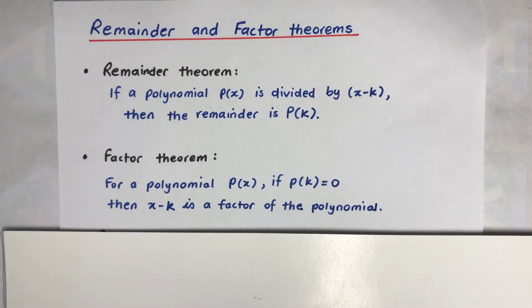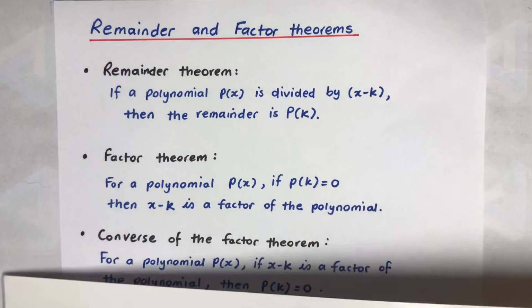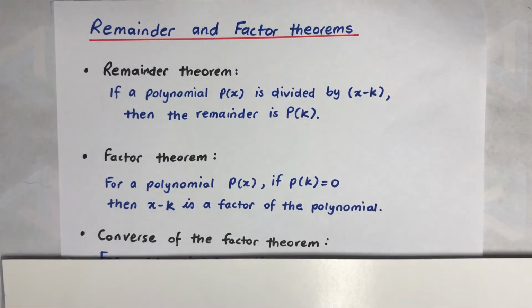Okay, remainder and factor theorems. So I've got some summaries of the remainder theorem and factor theorem. So just read them. Okay, if a polynomial p of x is divided by x minus k, then the remainder is p of k. Okay, and that's the remainder theorem. And the factor theorem is for a polynomial p of x, if p of k is 0, then x minus k is a factor of the polynomial.